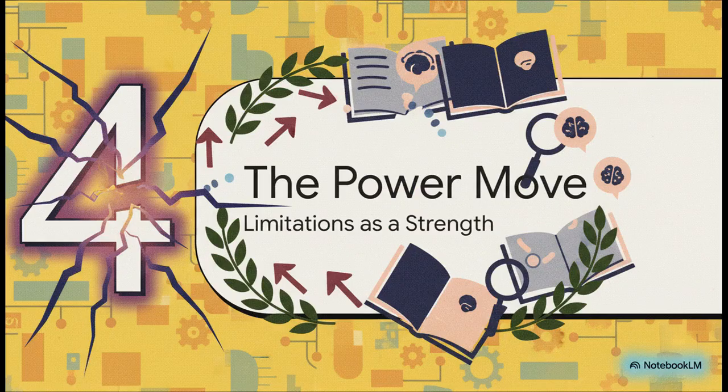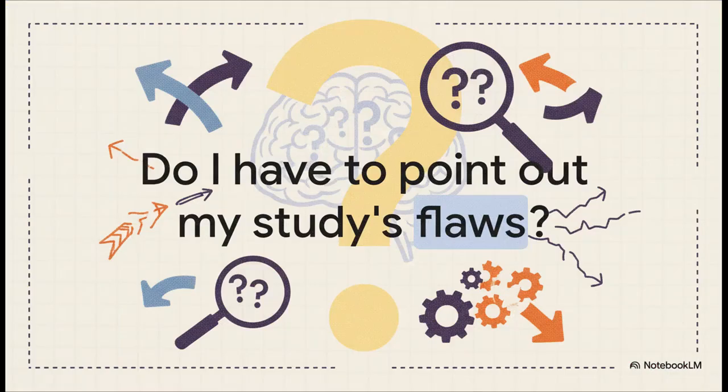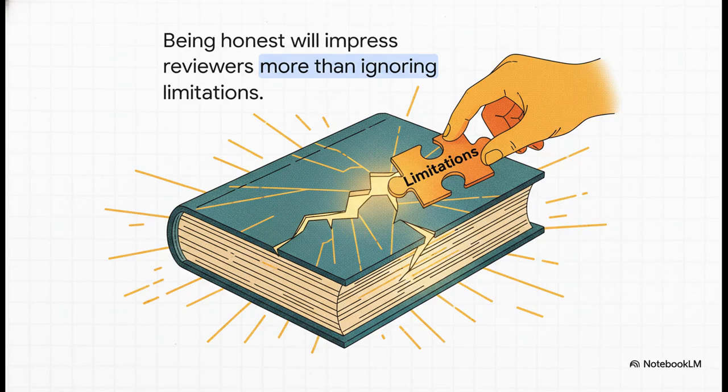All right, next up, let's talk about something that feels like a weakness, but is actually a total power move: talking about your study's limitations. Seriously, this shows a level of confidence and credibility that reviewers love to see. And I know the question on your mind is probably this one. Do I really have to point out the flaws in my own work? It feels totally backward, right? Like, why would I give a reviewer a reason to reject my paper? And the answer is a resounding yes.